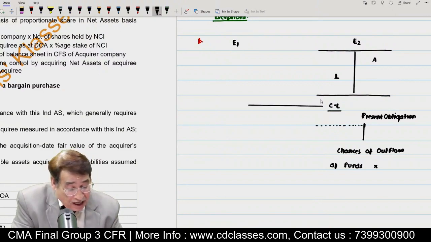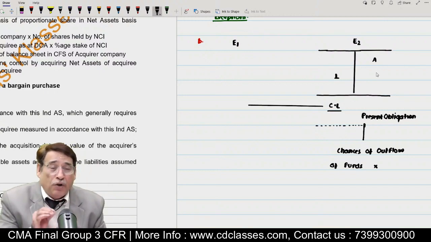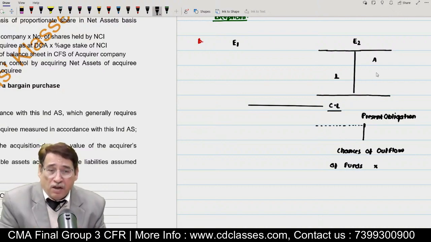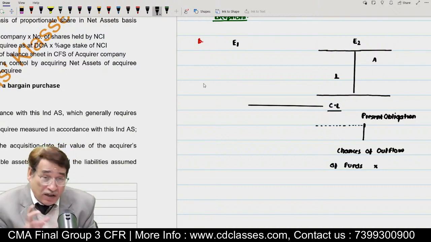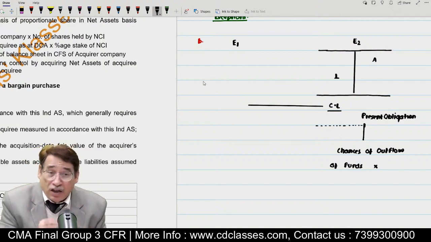Even though this contingent liability is not appearing in the balance sheet, we are still going to record it. Try to understand this particular point. We are still going to record it. The standard says that the acquirer company will also record the contingent liability. Is it clear to you?